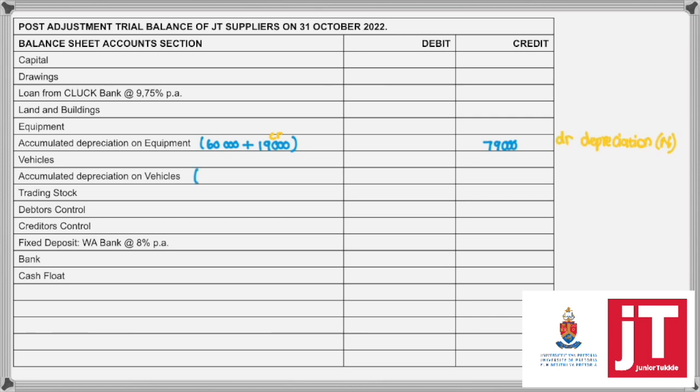So that will be in the nominal section where you will debit that. And then the same, the accumulated depreciation on vehicles. Yet again, that's the credit. And then the debit will also go to the depreciation account in the nominal section, which I'll show you in the next slide. Adjustment number 1 and 2.